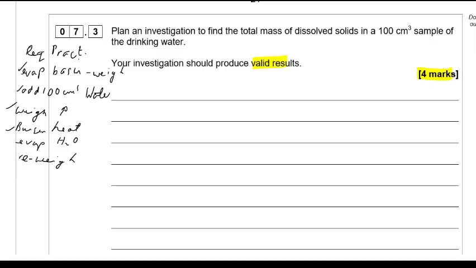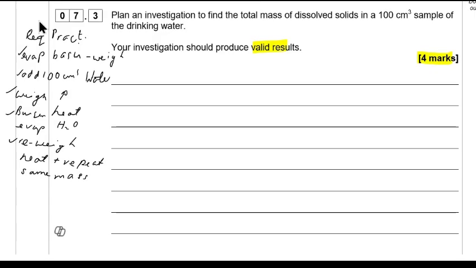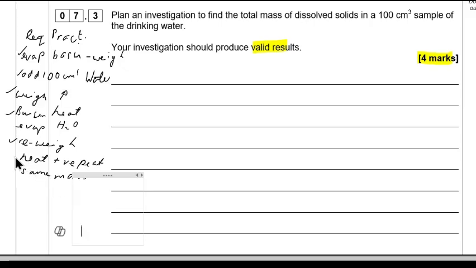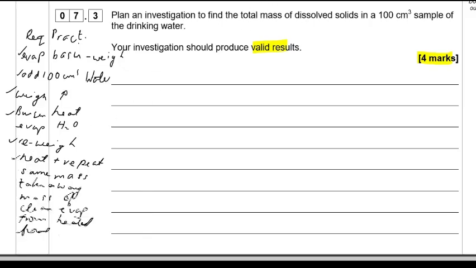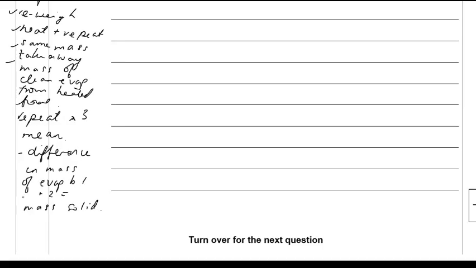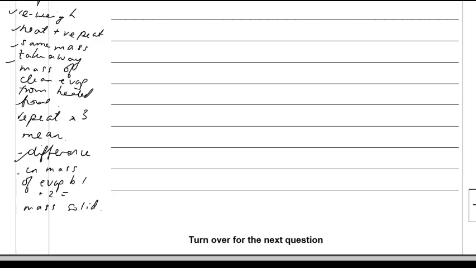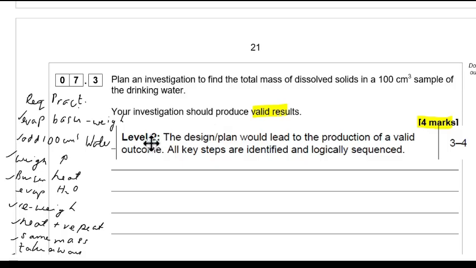Then you reweigh and reheat until the mass of what looks like an empty dish is constant. In other words, all the water has been evaporated. Then you take the mass of the clean, dry evaporating basin at the start away from the final mass of the evaporating basin, and that will tell you the mass of dissolved solids. You repeat this at least 3 times to get a mean average and also eliminate any anomalies.